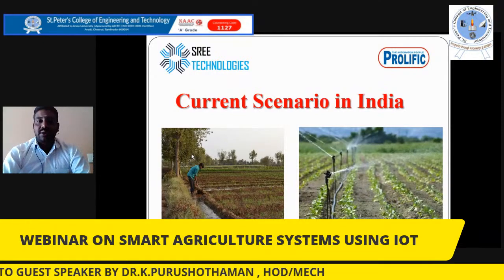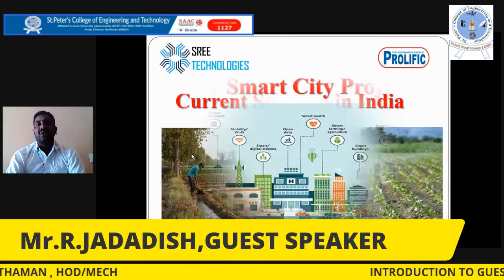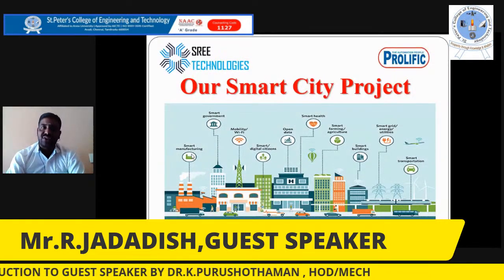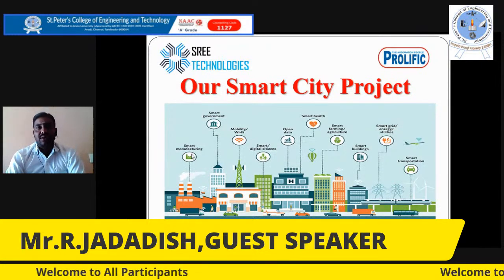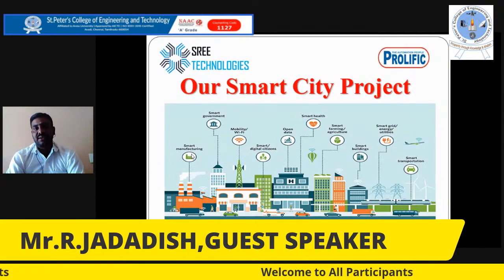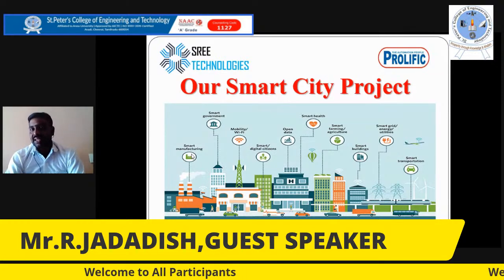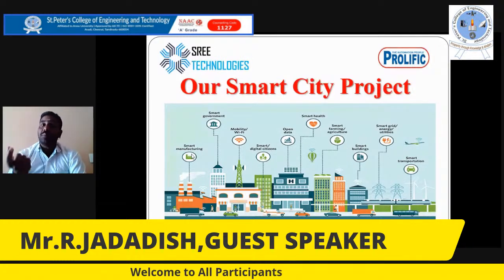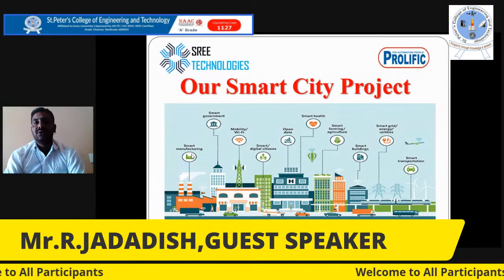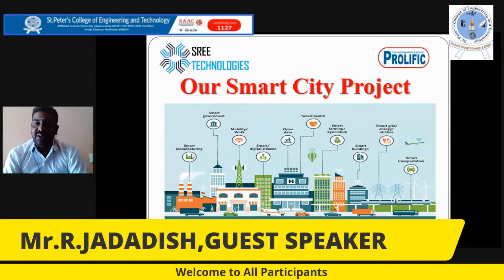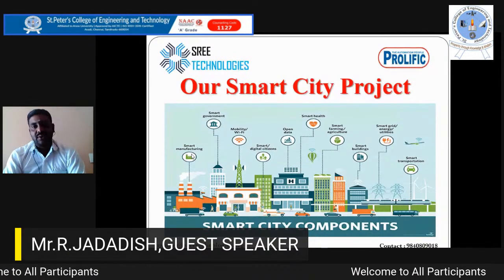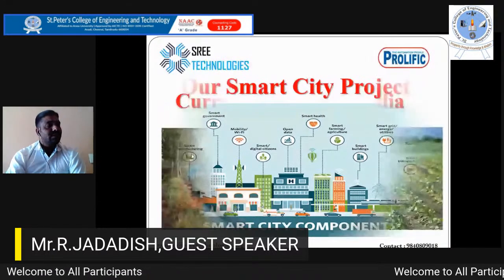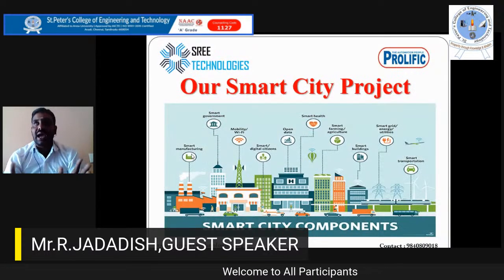Okay, so the next slide is our smart city projects. What are the smart city projects? Everybody knows smart city projects: smart manufacturing, smart government, smart Wi-Fi, smart digital citizens, open data, smart health, and another is smart agriculture. Smart agriculture is one part of smart city projects. Smart building, smart grid, and smart transport, everything comes under smart city projects. So our topic is smart agriculture system using IoT.